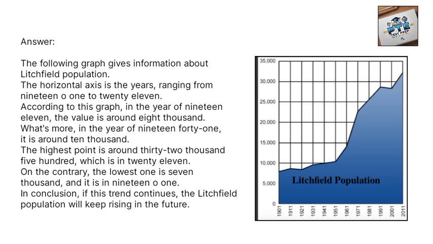The highest point is around 32,500, which is in 2011. On the contrary, the lowest one is 7,000, and it is in 1901. In conclusion, if this trend continues, the Litchfield population will keep rising in the future.